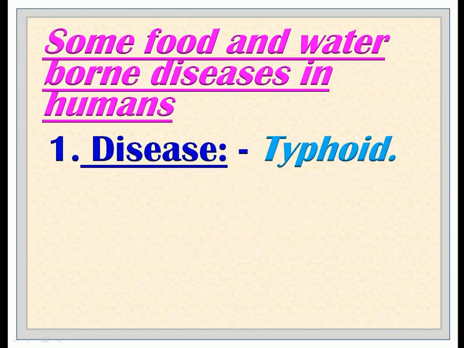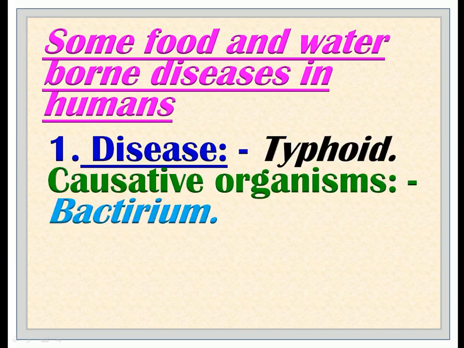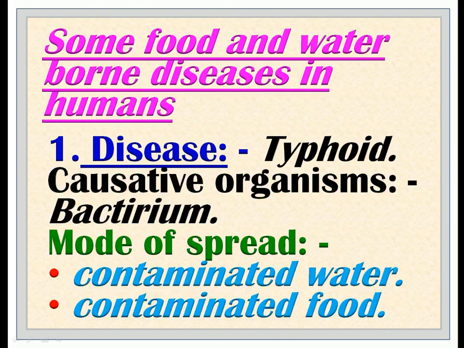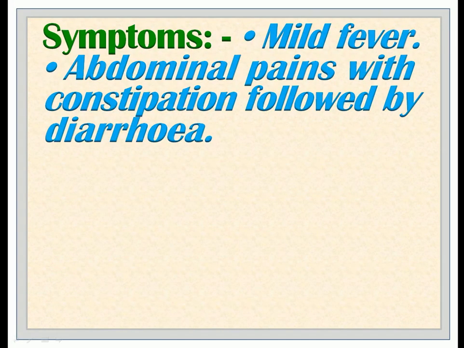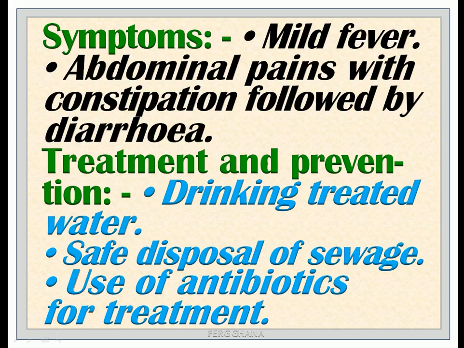Some food and waterborne diseases in humans. 1. Disease: typhoid. Causative organism: bacterium. Mode of spread: contaminated water, contaminated food. Symptoms: mild fever, abdominal pains with constipation, followed by diarrhea. Treatment and prevention: drinking treated water, safe disposal of sewage, use of antibiotics for treatment.